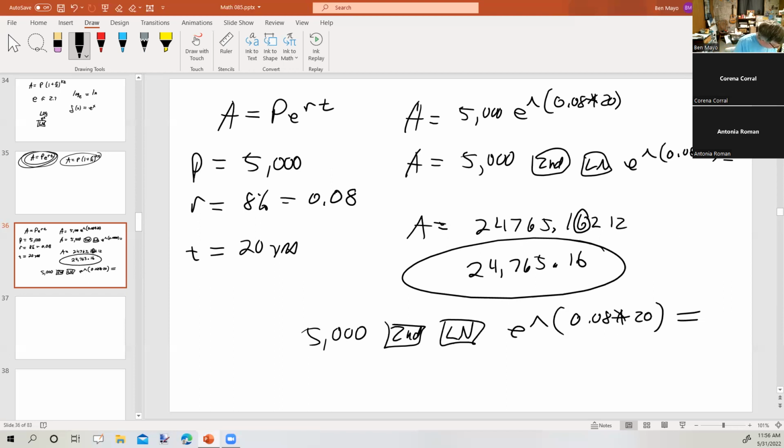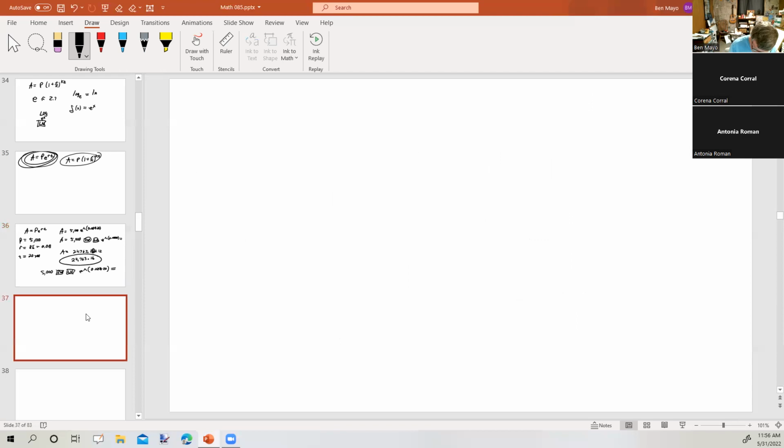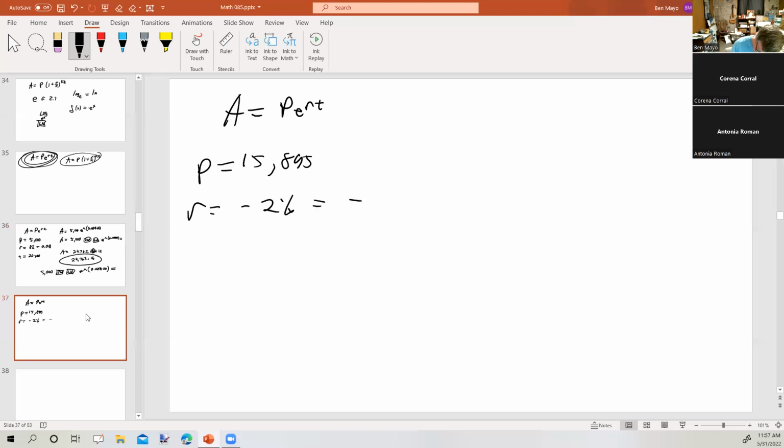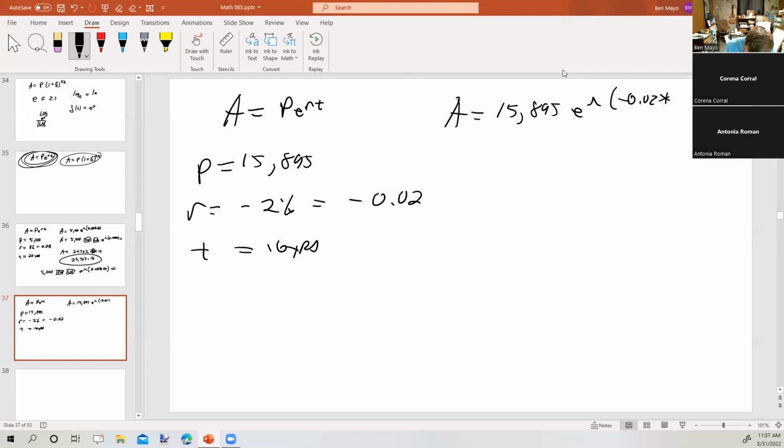Excellent. Okay, let's do another one. In this case, let's see, P is 15,895. r is negative 2%, which would be negative 0.02. And t is 16 years. So A equals 15,895 times e to the negative 0.02 times 16.